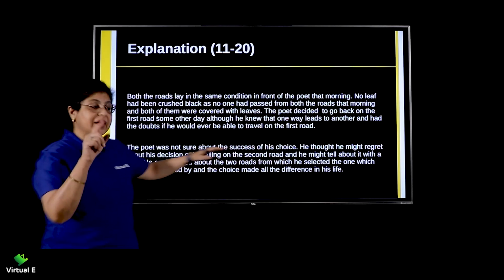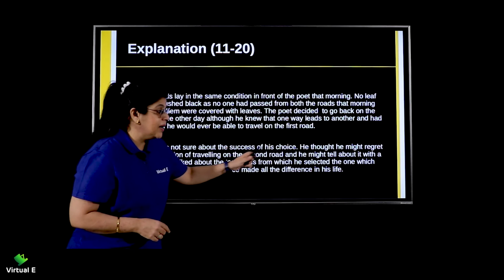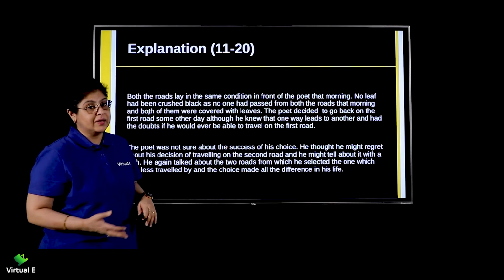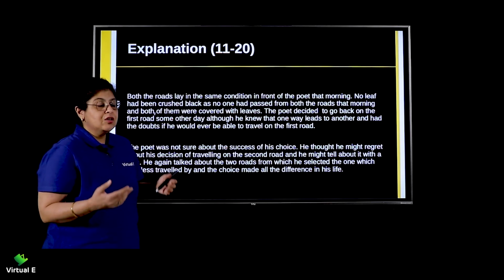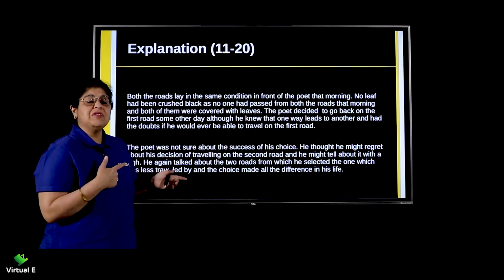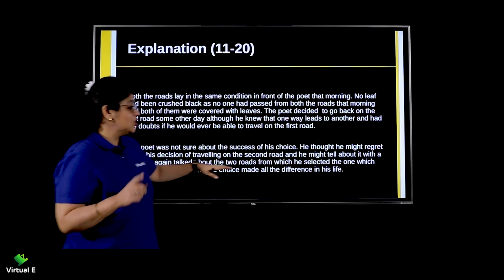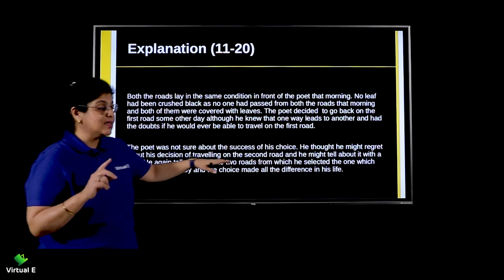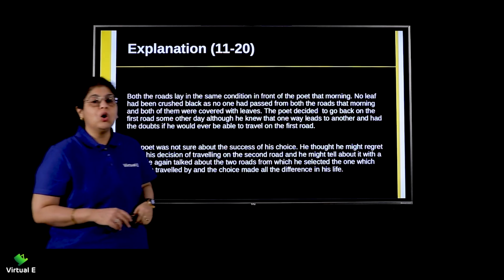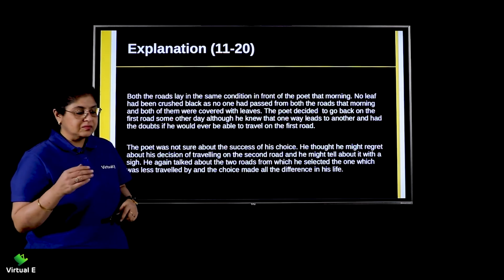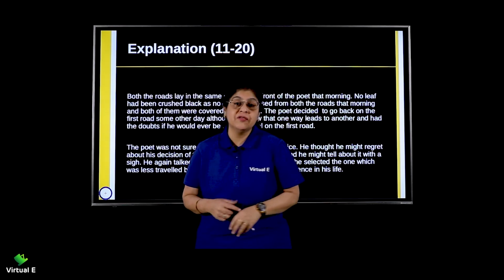He thought he might regret his decision of traveling on the second road, and he might tell about it with a sigh. He says, maybe someday, sometime in the near future, I might end up regretting that, oh, I should have taken the same road which many people took. He again talked about the two roads, from which he selected the one less traveled by, and the choice made all the difference in his life. What was the choice he made? How did it actually make a difference in his life?